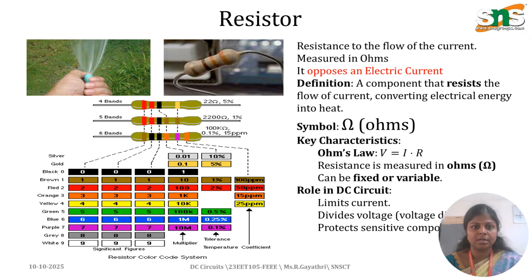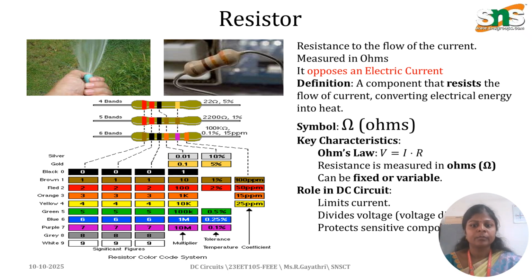Then coming to the resistor, it cuts off or opposes the flow of current in the particular circuit. It is measured in ohms, and for calculating the resistor we have to know the resistor color coding method to find the value of a particular resistor. The symbol of the resistor is ohm. The key characteristic of resistance is related with the help of Ohm's law, which is V equals I into R.